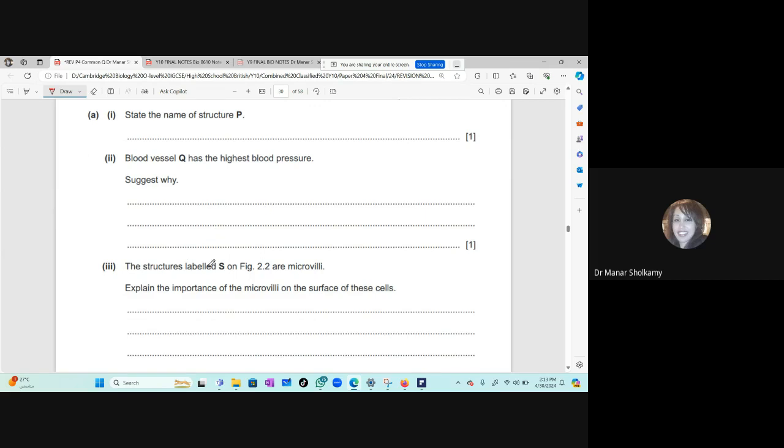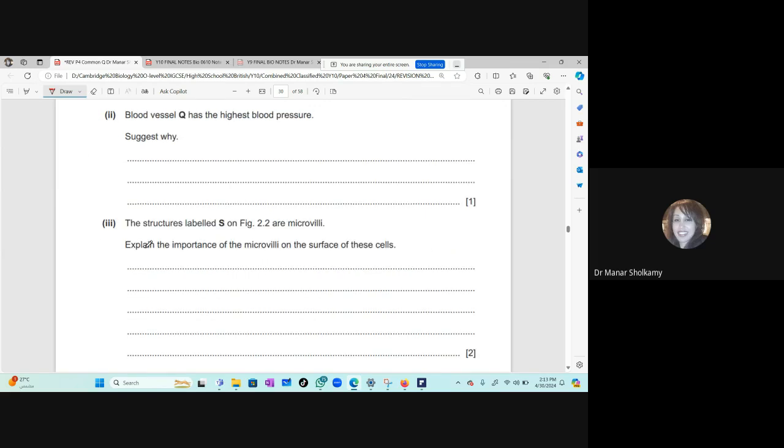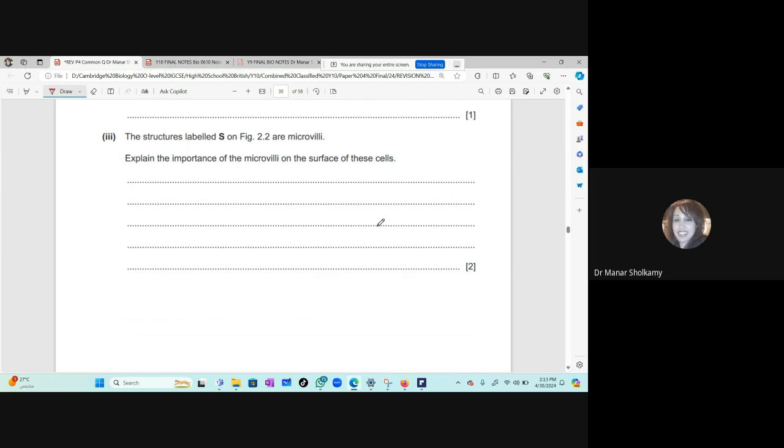Okay. The structures labeled S contain microvilli. Explain the importance of the microvilli. Now, this is so easy. What is the importance of the microvilli? Increase surface area for maximum absorption. Yes, okay, to increase the surface area, but maximum absorption of what?